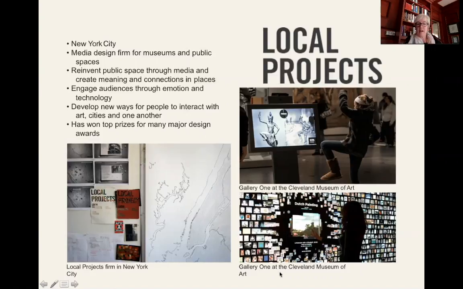This is a repeat from his Cleveland Museum of Art. Same sort of thing, the interactive way that these things blow apart. Here, mimicking sculptures, the whole technology piece that he's using, this media design, really led the way for him to think about it. But he was interested in whether he could use these same thought processes and innovations to reinvent public space and really help people connect better with those spaces. He really looks at the idea of emotion and technology as a way to do that, and he's won a gazillion prizes.